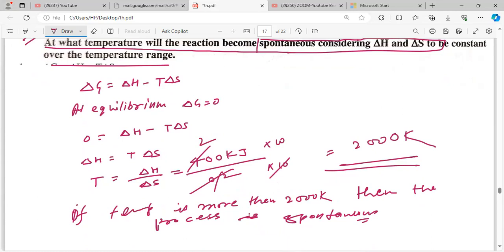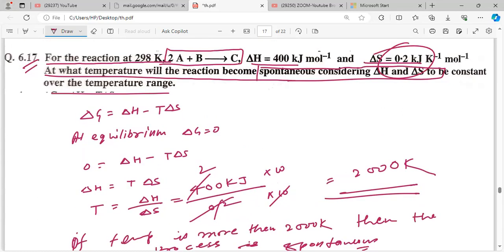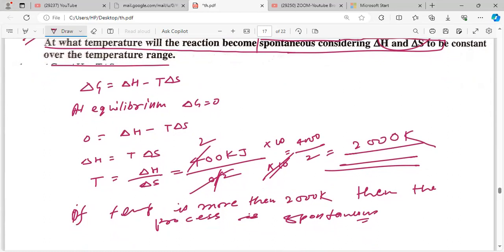Sir, at the downward, what you have written is 0/2? That is the value they have given. You see the question? Delta S is 0.2. So I multiply by 10 to remove the decimal. With this, the decimal cancels out, and then it becomes 4,000 by 2. So it gives 2,000. So at 2000 temperature, it is equilibrium. If it is increasing, then it will become spontaneous.